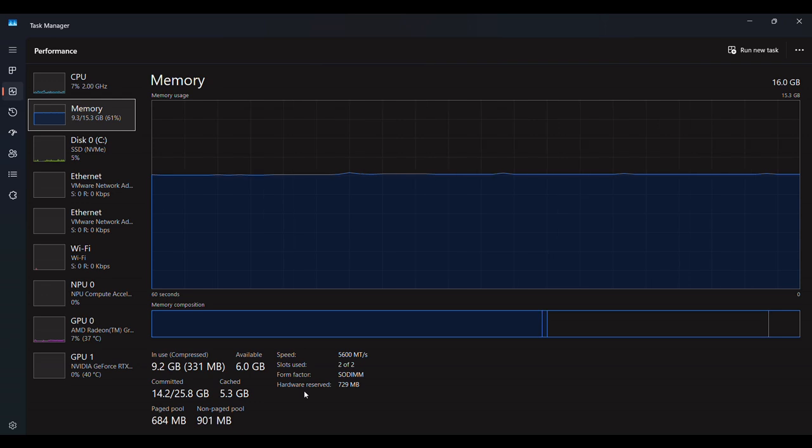Hardware reserved memory is allocated for hardware level operations such as integrated graphics and firmware functions. This portion of RAM is unavailable for normal application usage.